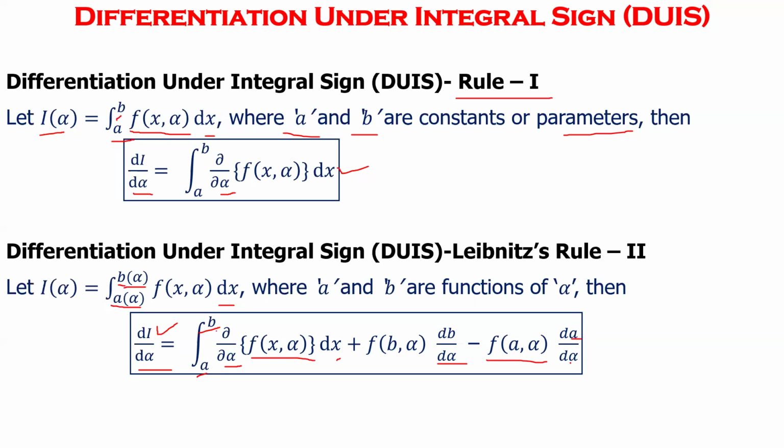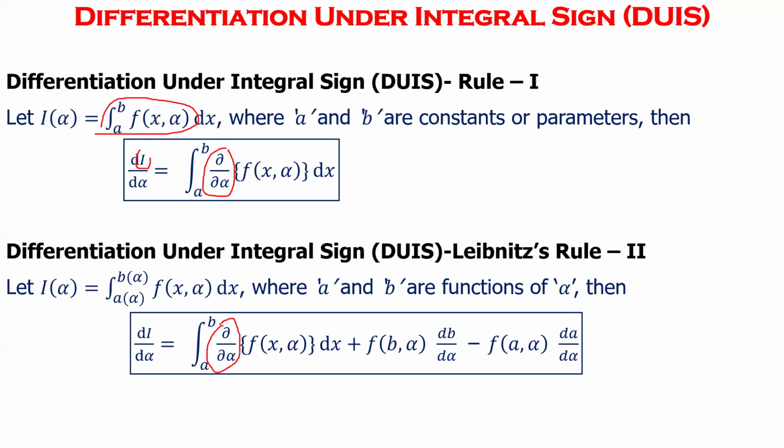So these are the two rules which are called differentiation under integral sign. Clearly here we are differentiating this I, but the I is nothing but an integration. So now the derivative is used inside the integral sign. Therefore, it is called differentiation under integral sign.